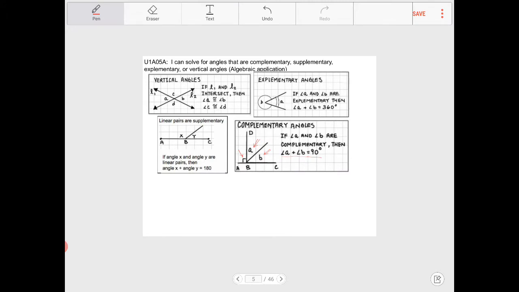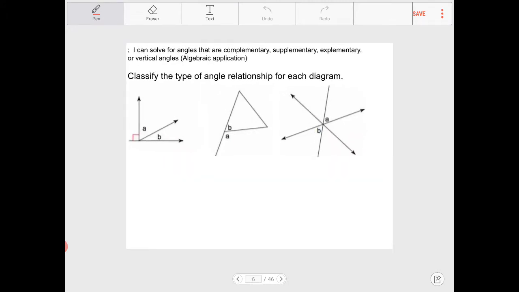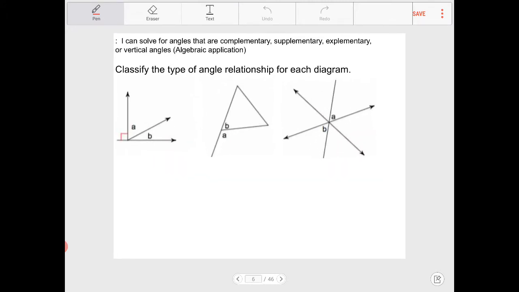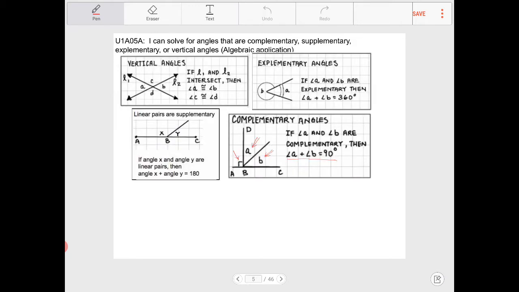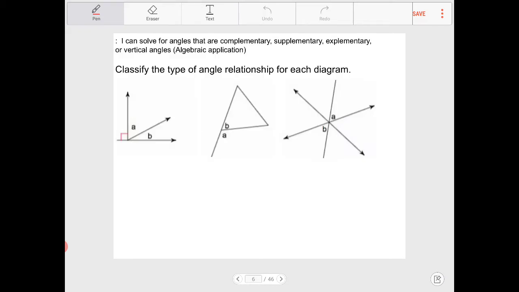Okay. So it is important for you to be able to recognize different angles when presented to you so that you know how to apply these four concepts. So moving from left to right, let's try to identify or name what kind of angle relationships these are between A and B. Pause the video here, see if you can answer this.